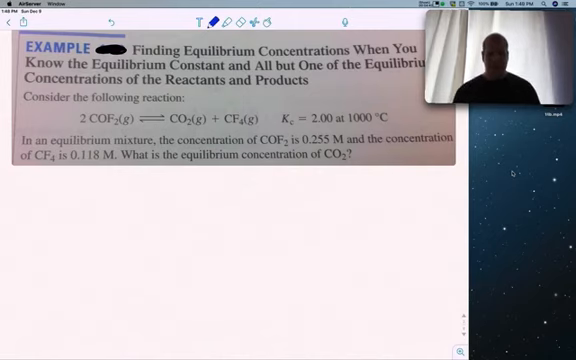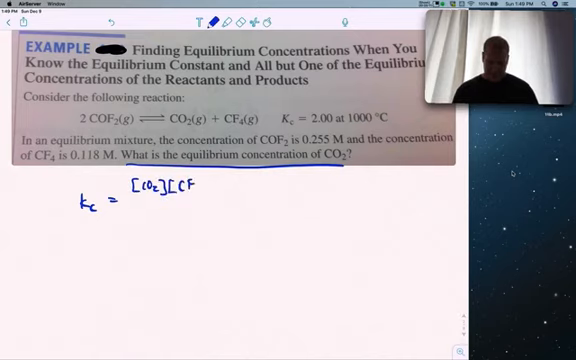When you look at this problem, you have to look at what the given information is and where you need to go. We want the equilibrium concentration of CO2. We're given a Kc, and we're given everything but one. So let's write out the Kc. Our Kc is going to be products, CO2 times carbon tetrafluoride, all over COF2 squared. This equals 2.